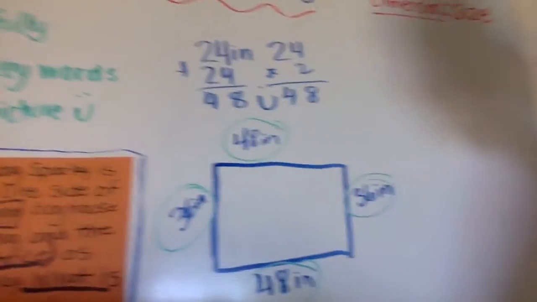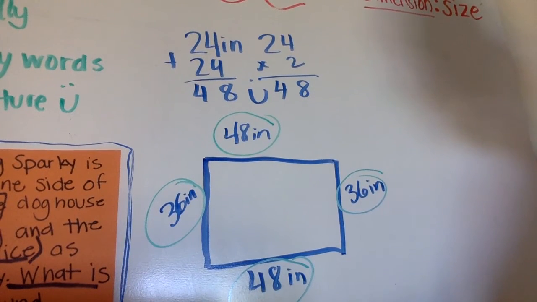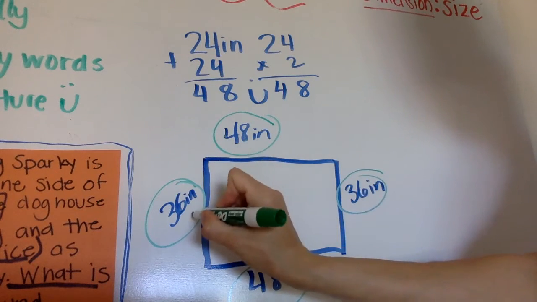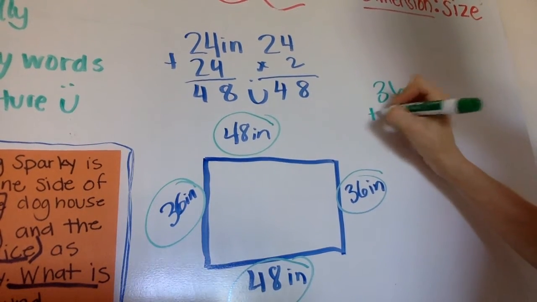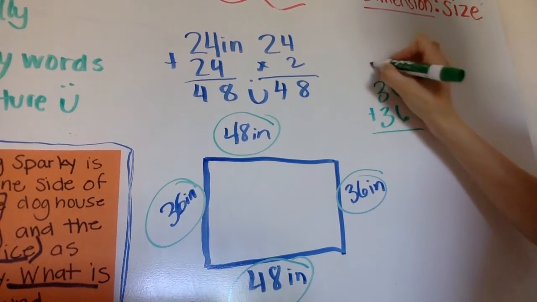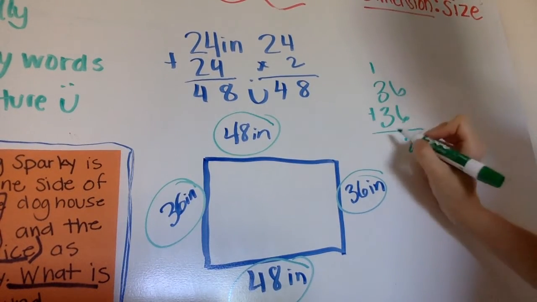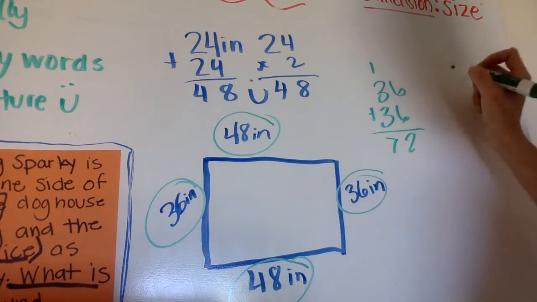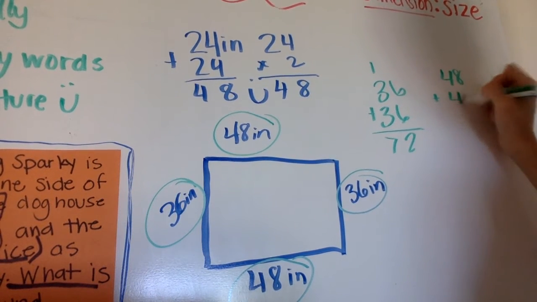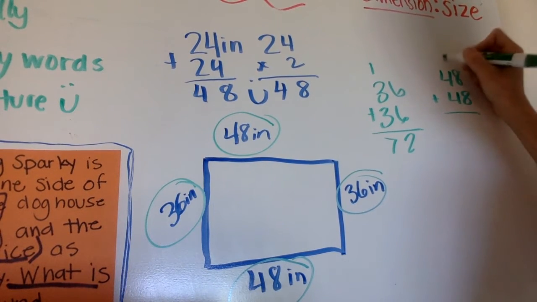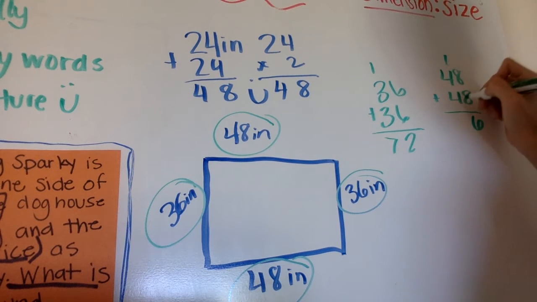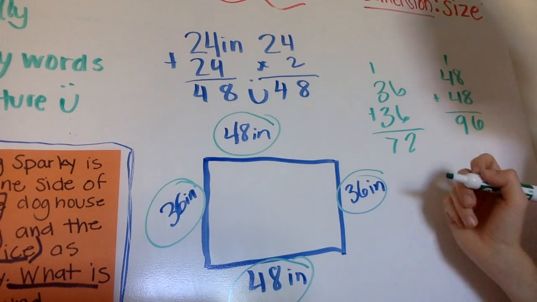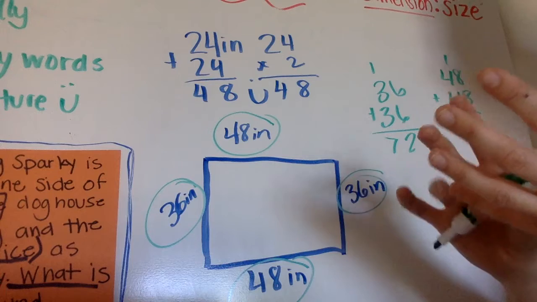Now we are dealing with big numbers, people. So I'm going to show you a way that I like to add big numbers. So first I'm going to take 36 plus 36. 6 plus 6 is 12. 3 plus 3 is 6. Plus 1 is 7. And then I'm going to leave that for a second while I add 48 plus 48. 8 plus 8 is 16. 4 plus 4 is 8. Plus 1 is 9. We have 96.